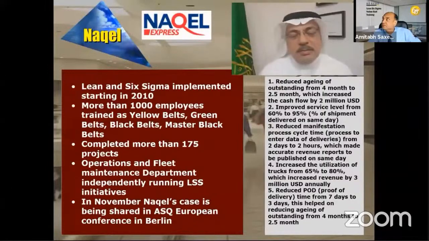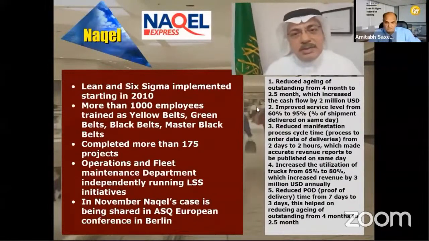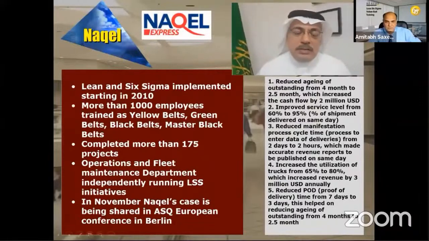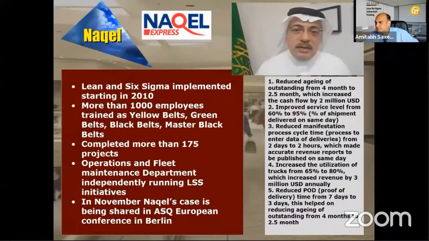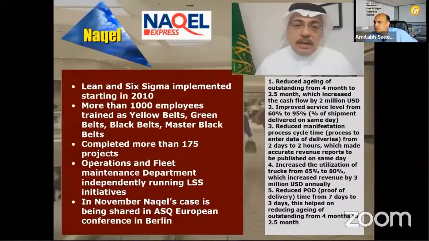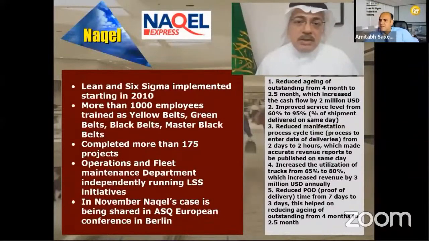My name is Mohammed Al-Bayati. I'm the CEO of Naql. Through Anexas, Mr. Amitabh has taught me and more than 1,000 employees of Naql Six Sigma and Lean processes. This affected our bottom line by millions of riyals, and it is having a big impact in changing our company from a local company to a regional or multinational company. Thanks to Anexas and Mr. Amitabh.